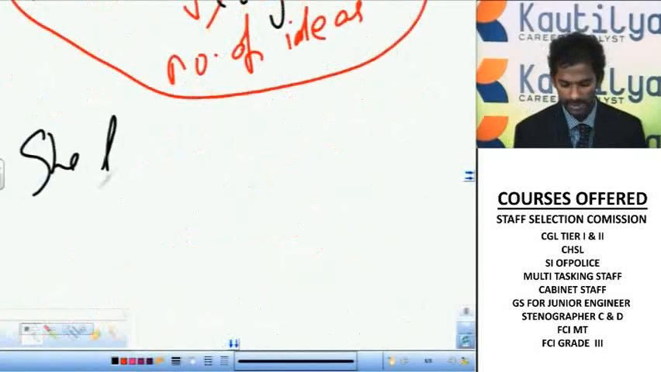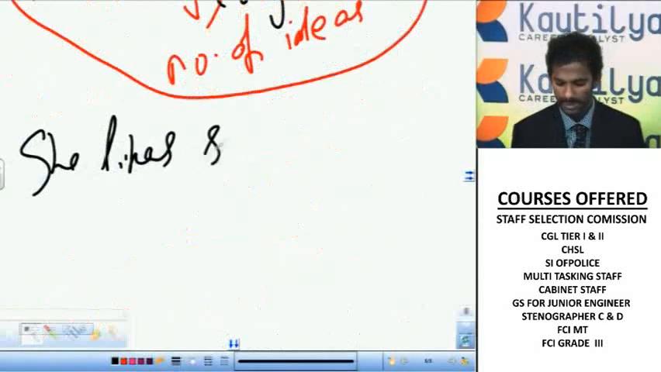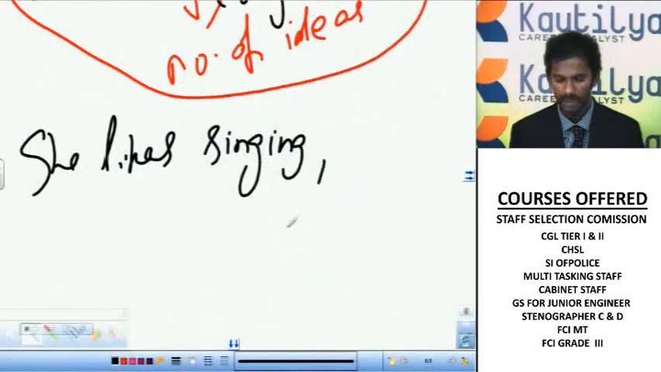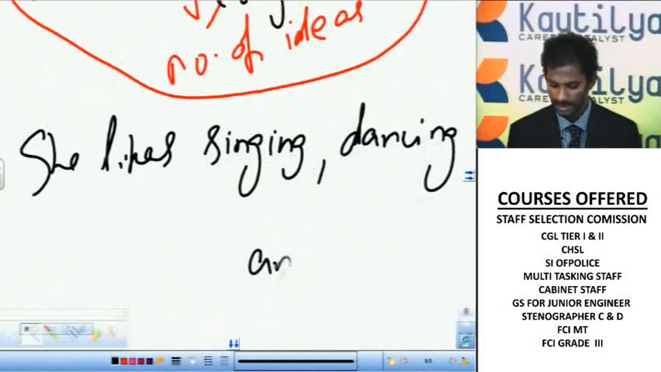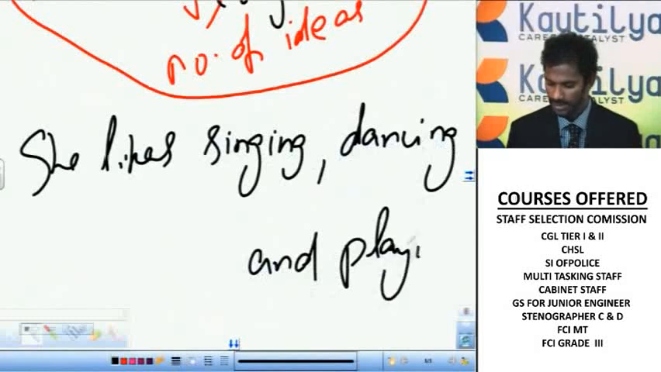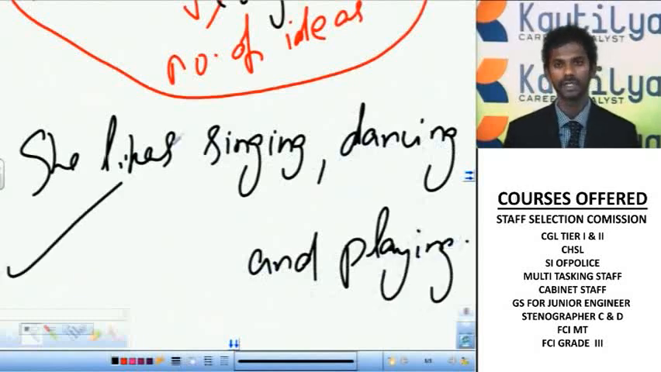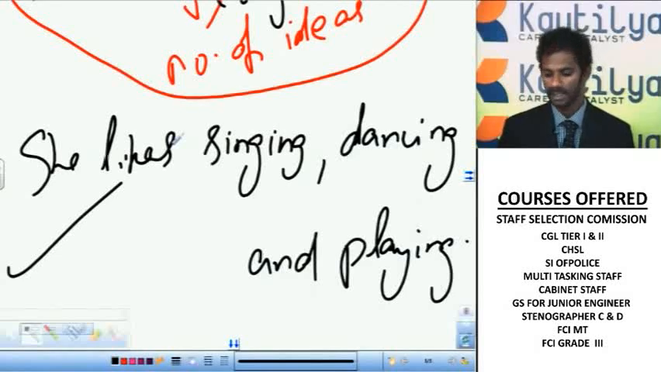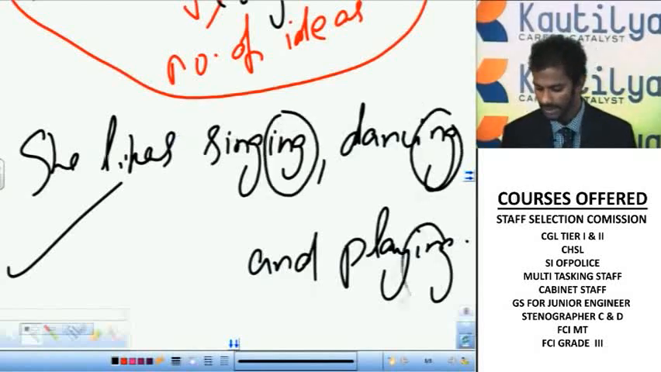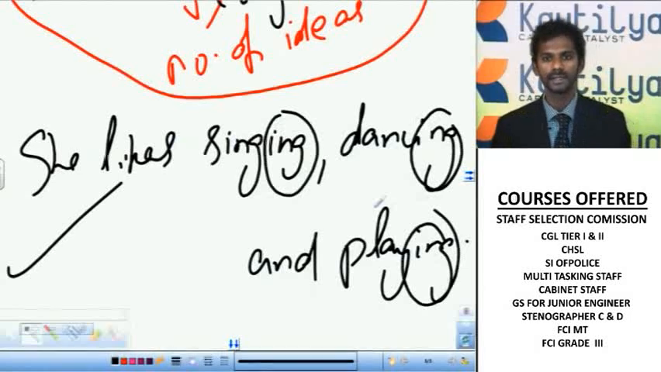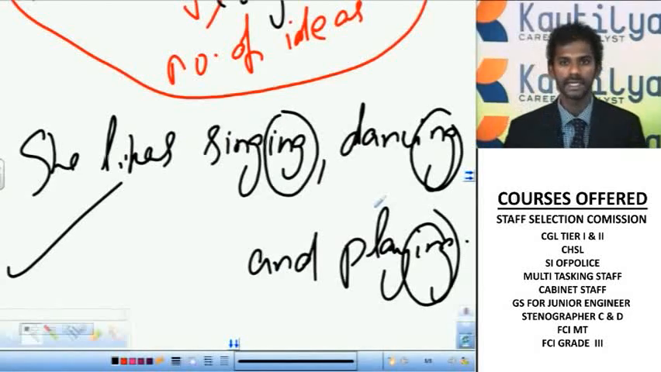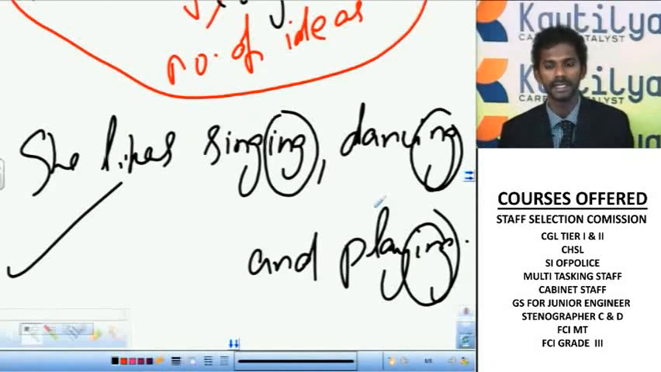She likes singing, dancing, and playing. Now this sentence is grammatically fine because parallelism is there. 3 ideas are there. One is singing, then dancing, then playing. So 3 ideas in the sentence, and all the 3 ideas are in the ing form. It means all the 3 ideas are expressed in the similar form. All the 3 ideas are having equal importance in this sentence. This sentence has parallelism, so this sentence becomes grammatically fine.